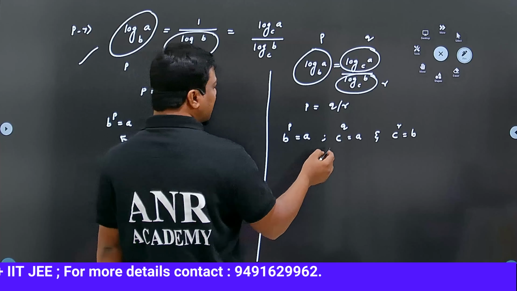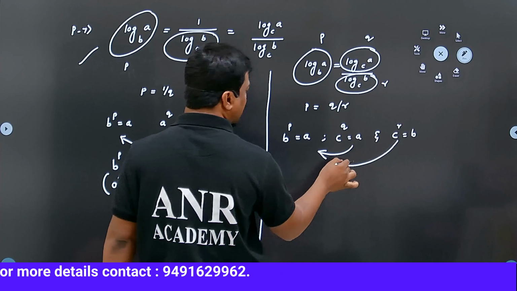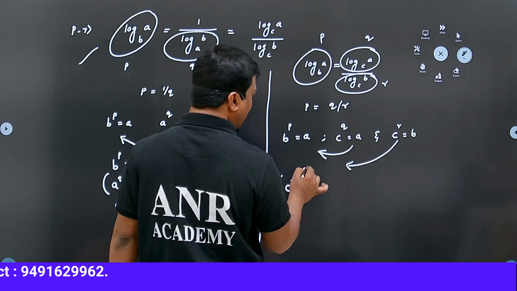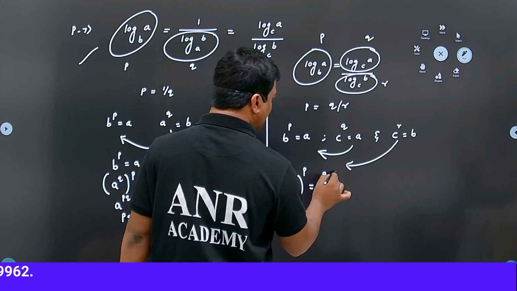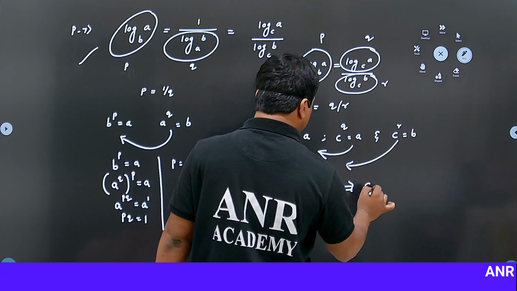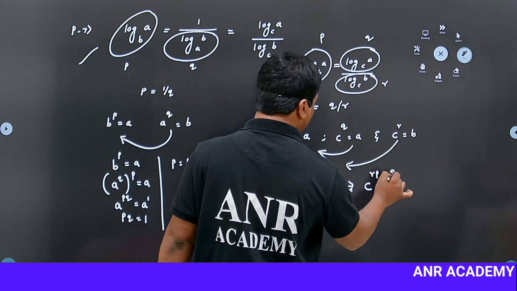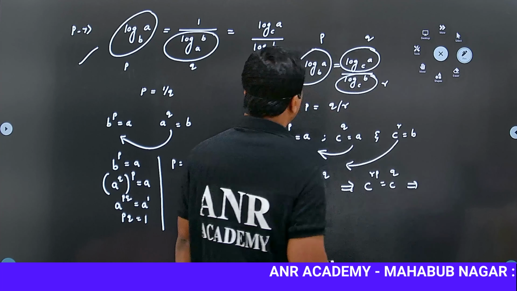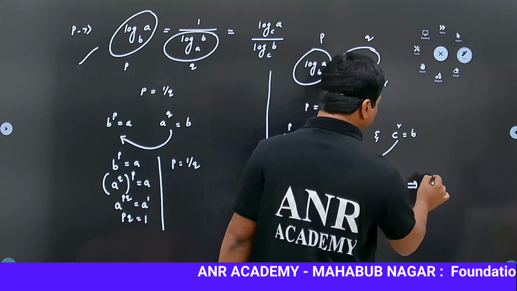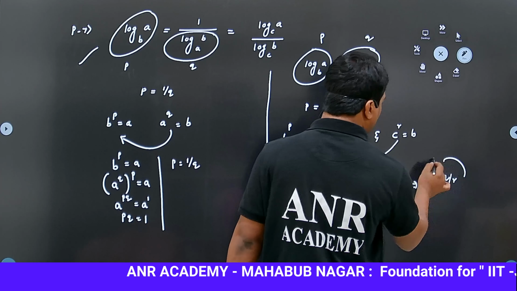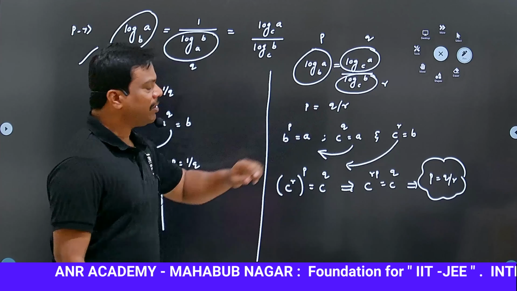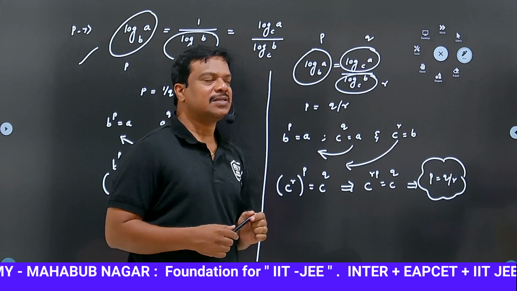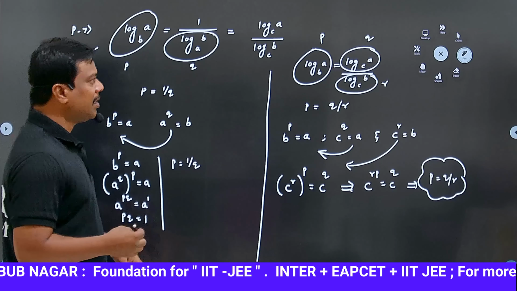Now replace the values of a and b. b is c power r, for which you have power p. On the right side you have a, that is c power q, so we get c power rp equals c power q. Neglecting base c on both sides, rp equals q, or p equals q by r. So you got p equals q by r, and hence log a base b equals log a base c by log b base c. So these are the properties of logarithm.